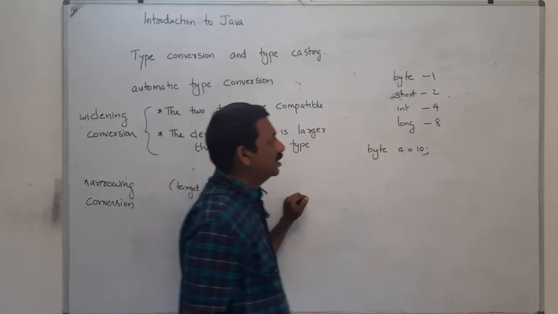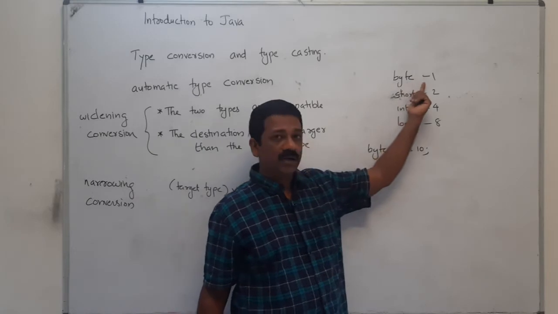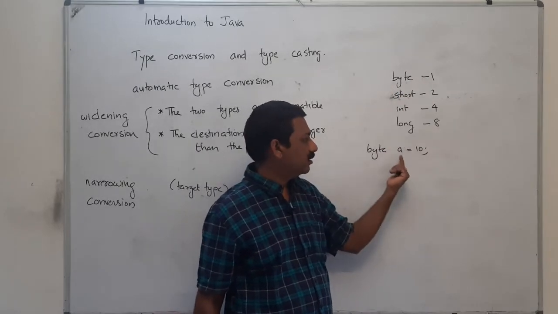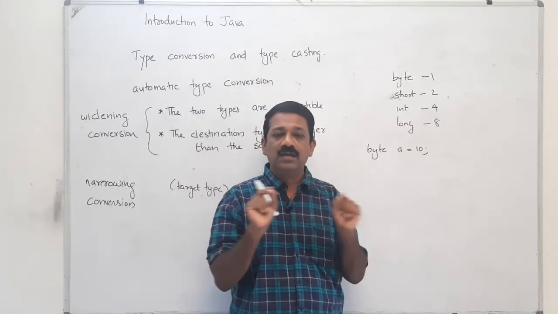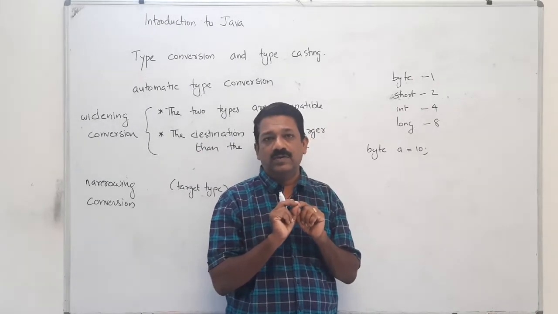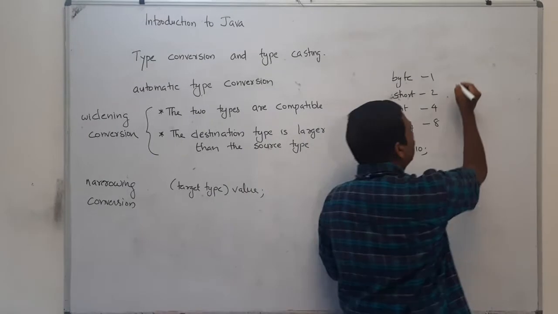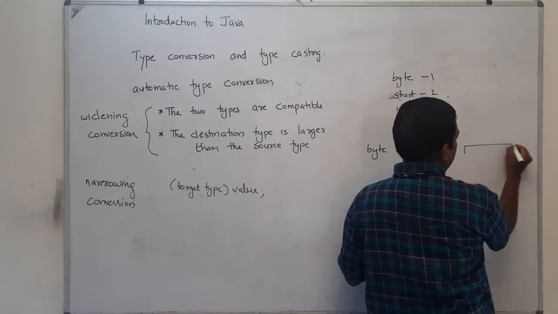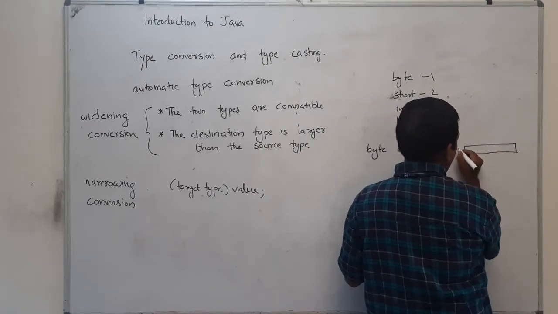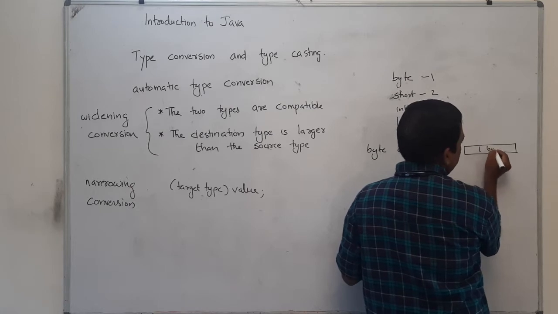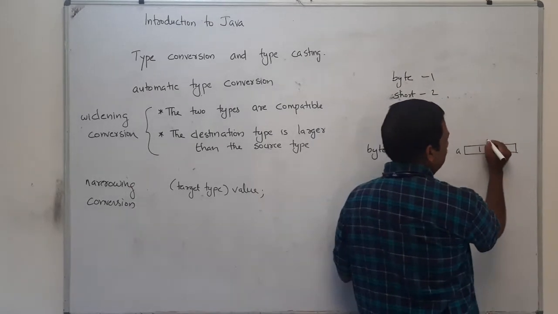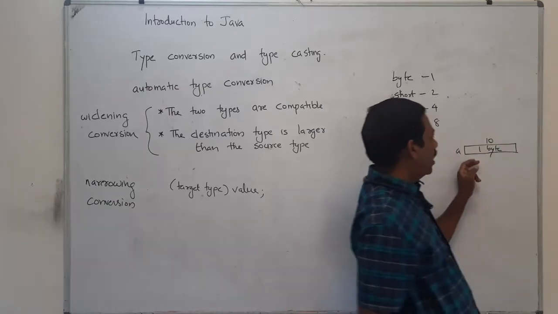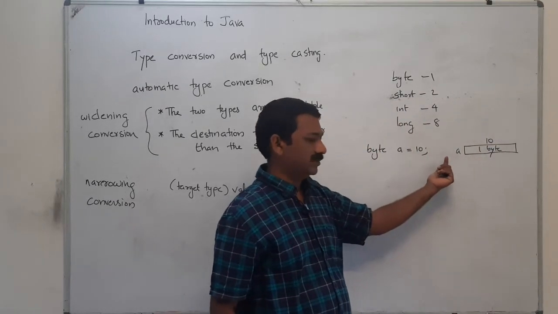That means a single byte is allocated to this variable a, with 1 byte or 8 bits reserved for storing it. This is variable a, this is 1 byte, and a value of 10 is stored here. This is the initial value, and this is only a single byte.